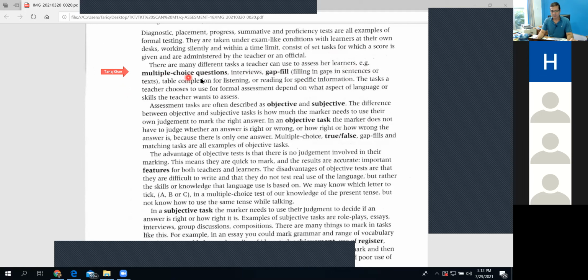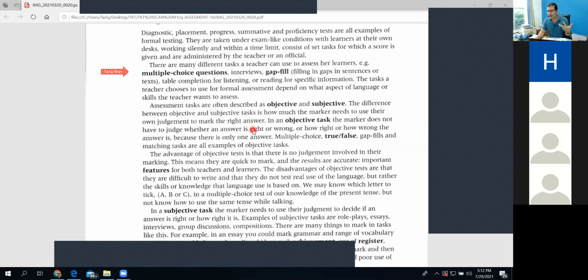There are many different tasks a teacher can use to assess her learners. For example, multiple choice questions, interviews, gap fill, table completion, or listening and reading for specific information. The task a teacher chooses to use for formal assessment depends on what aspect of language or skills the teacher wants to assess. Now, assessment tasks, we are talking about, okay?